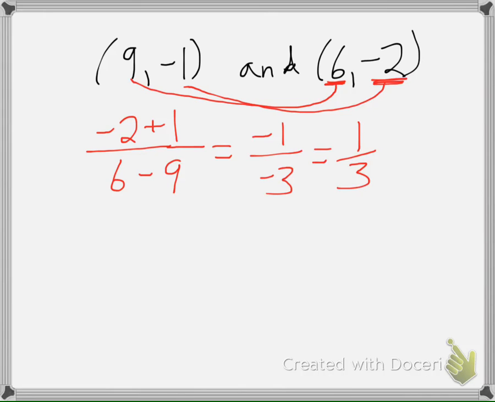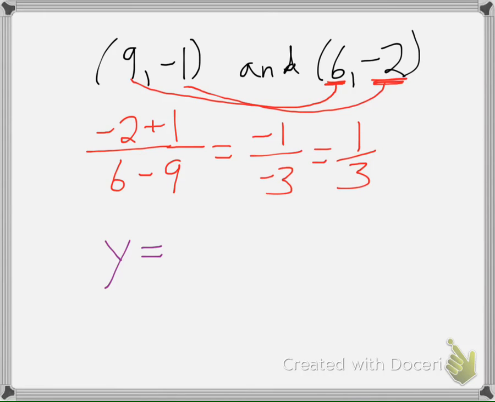Now, once we've got our slope, what do we need to do from there? What do we need to do once we've got our slope? Stanton? Plug it into what? All right. So do you use the slope-intercept form or the point-slope form? Slope-intercept. Well, we'll go with that one then.